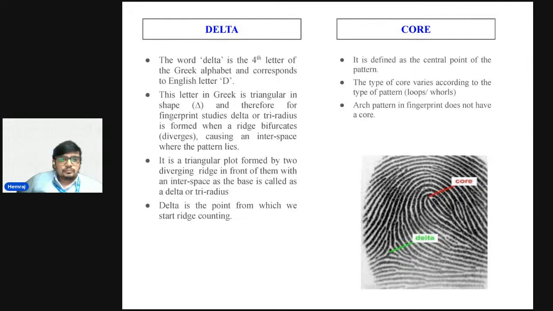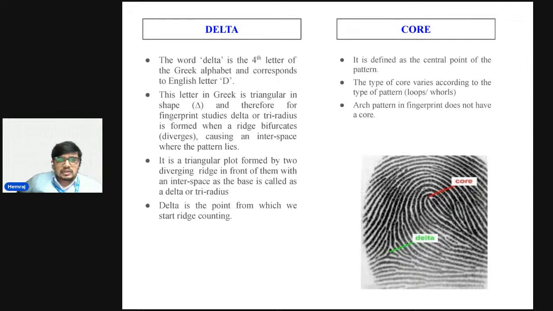The Greek letter delta is triangular in shape. Those who are studying science know what delta is. We represent delta in a triangular shape. It's a Greek letter. And therefore, in fingerprint studies, a delta or tri-radius is formed when a ridge bifurcates. Bifurcate means one ridge is dividing into two. That is known as bifurcation, causing an inner space where the pattern lies. Basically, when different lines are meeting in such a way that they are making a triangle, that triangle is known as delta.